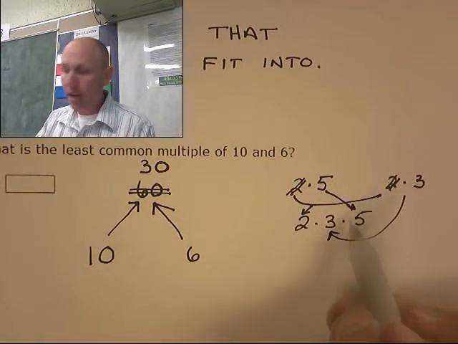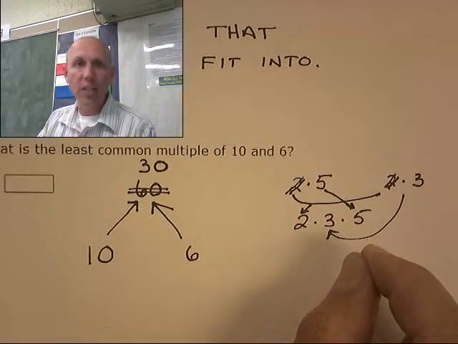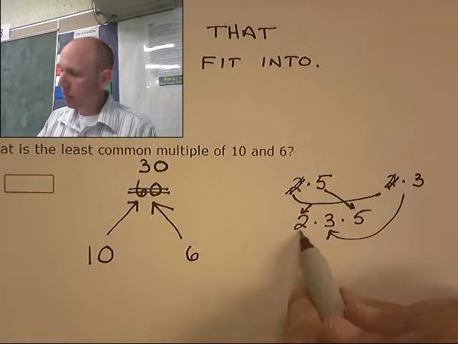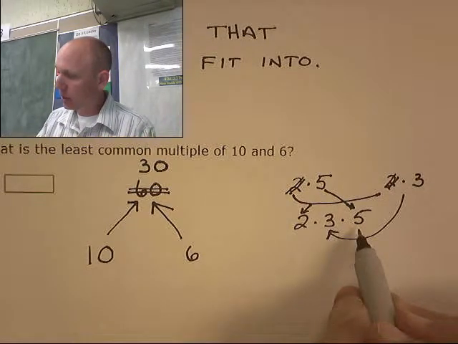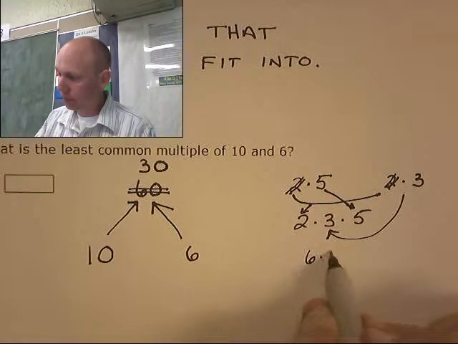So when I have a pair, I don't bring down both 2's. I squish those 2's together into one 2. And that's going to give me, what? 2 times 3 times 5, which is 30.